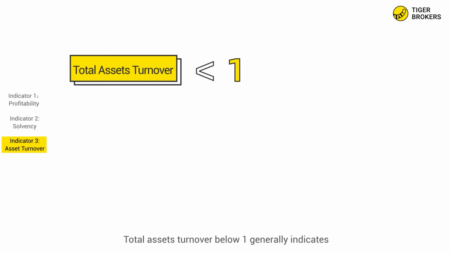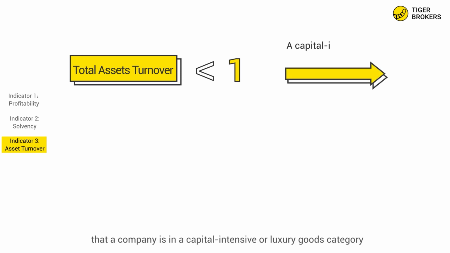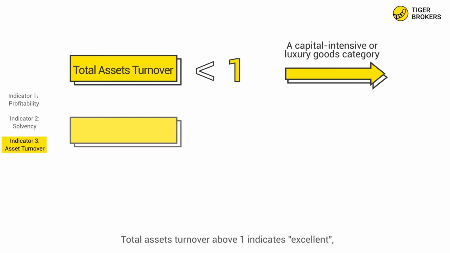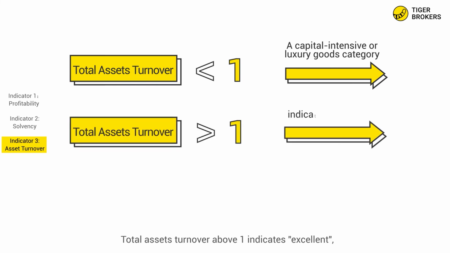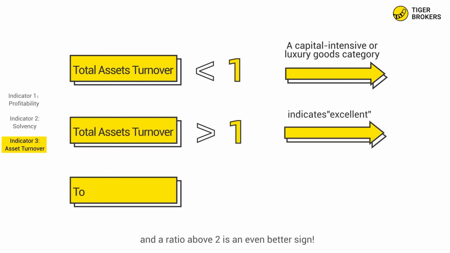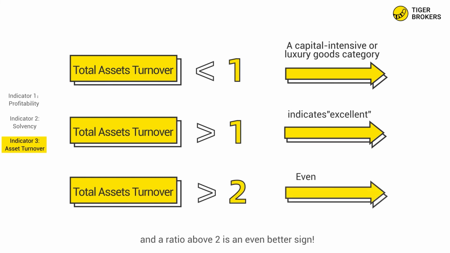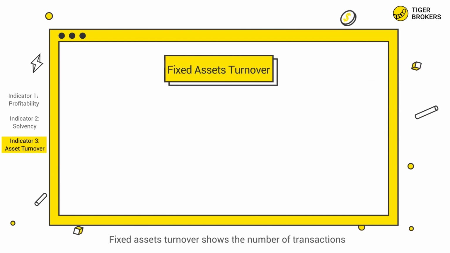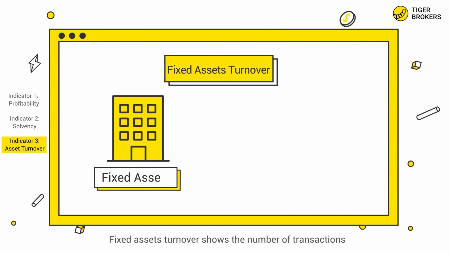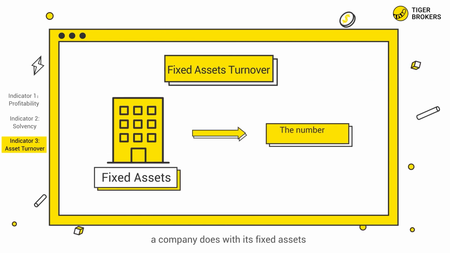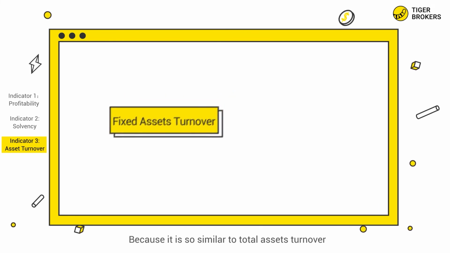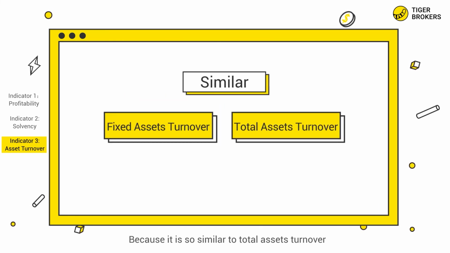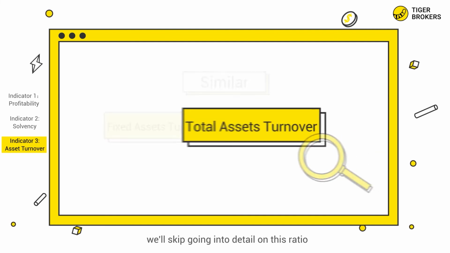Total assets turnover below 1 generally indicates that a company is in a capital-intensive or luxury good category. Total assets turnover above 1 indicates excellent, and a ratio above 2 is an even better sign. Next, let's take a look at fixed assets turnover. Fixed assets turnover shows the number of transactions a company does with its fixed assets. Because it is so similar to total assets turnover, we'll skip going into detail on this ratio.